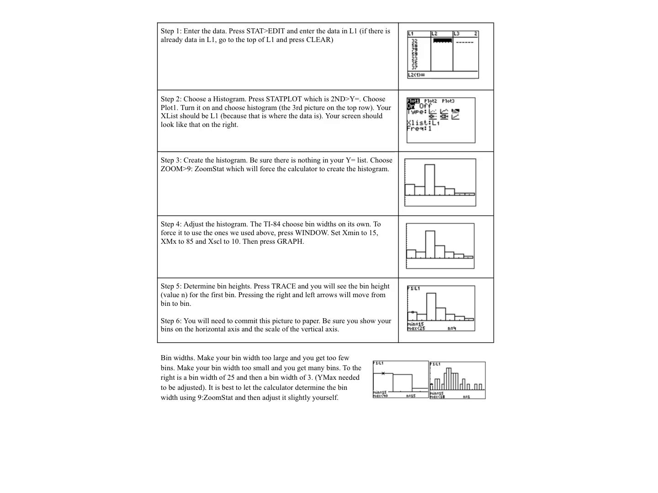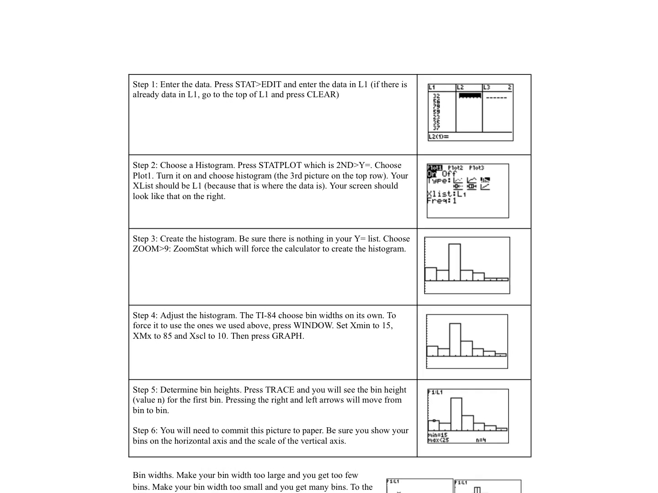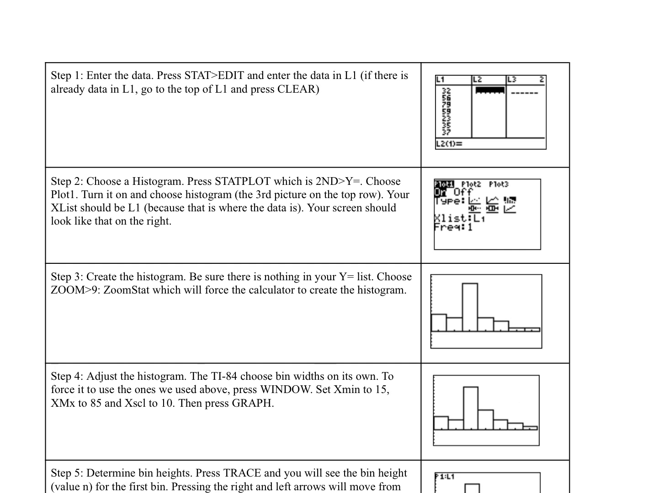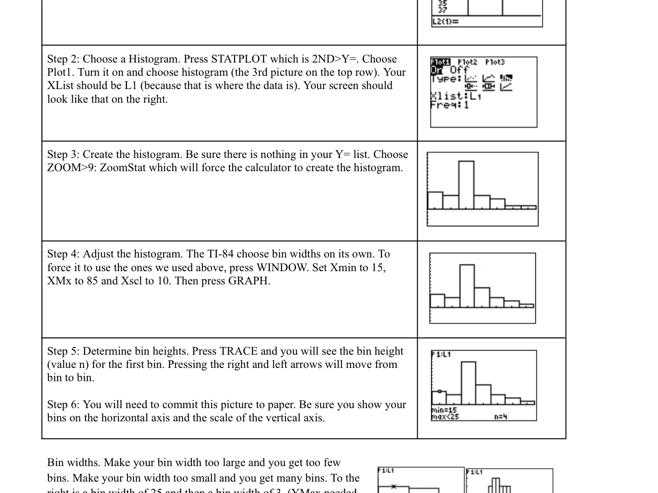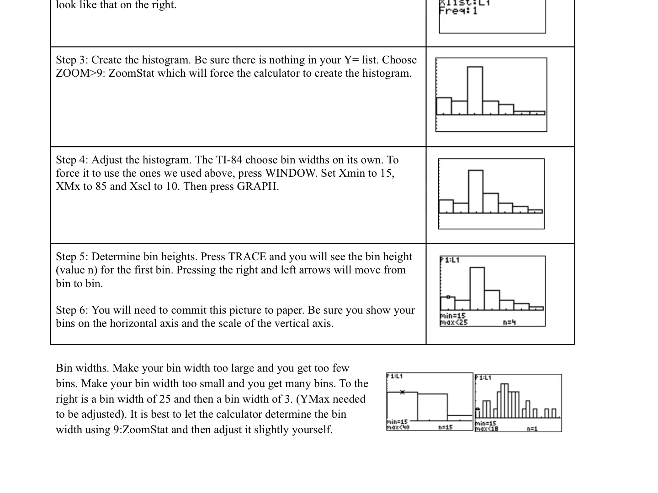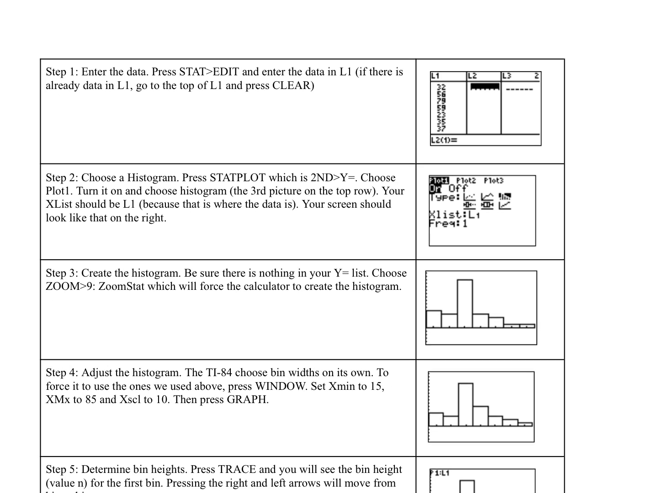On this page of your notes is an example of the steps on how to enter the data into the list of your calculator, if you have a TI-84 or even an 83, and how to do a histogram on your graphing calculator. So if you have a chance, read it over, make sure you can do it with that previous example, and if you have any questions, just let me know.